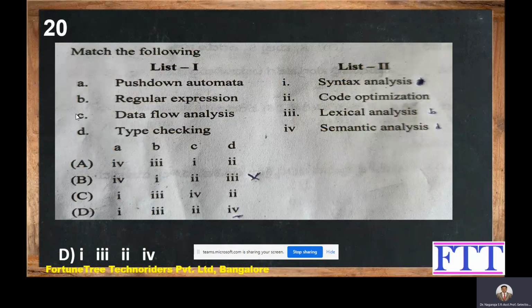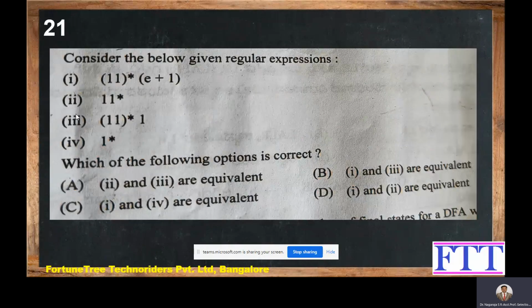21. Consider the following given regular expressions. In that, which of the following options are correct? Option A, 2 and 3 are equivalent. Option B, 1 and 3 are equivalent. Option C, 1 and 4 are equivalent. Option D, 1 and 2 are equivalent. So with respect to this, 2 and 3, nothing but option A is the right answer. 2 and 3 are equivalent. So we'll move to the next question.